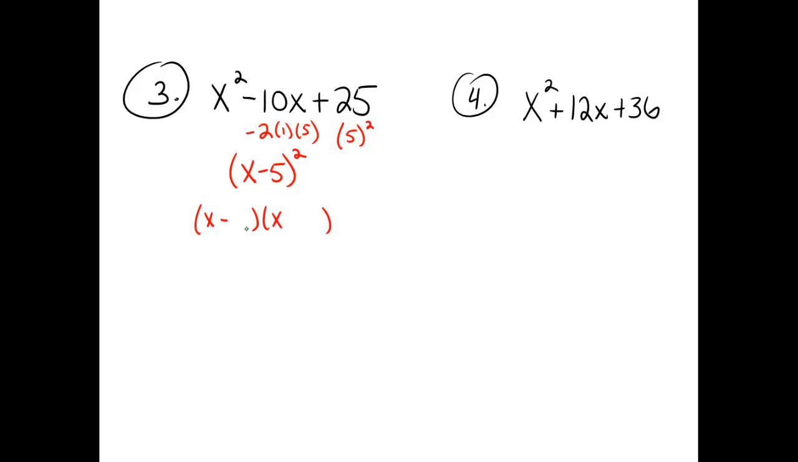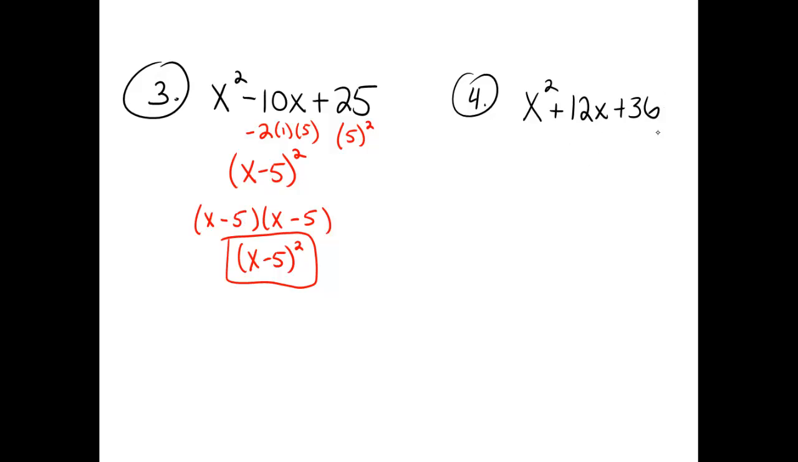So the factors of 25 would be negative 5 and negative 5. Since they're the same, you can write it as x minus 5 squared. Same idea as regular factoring. Formula just gives us a shortcut.